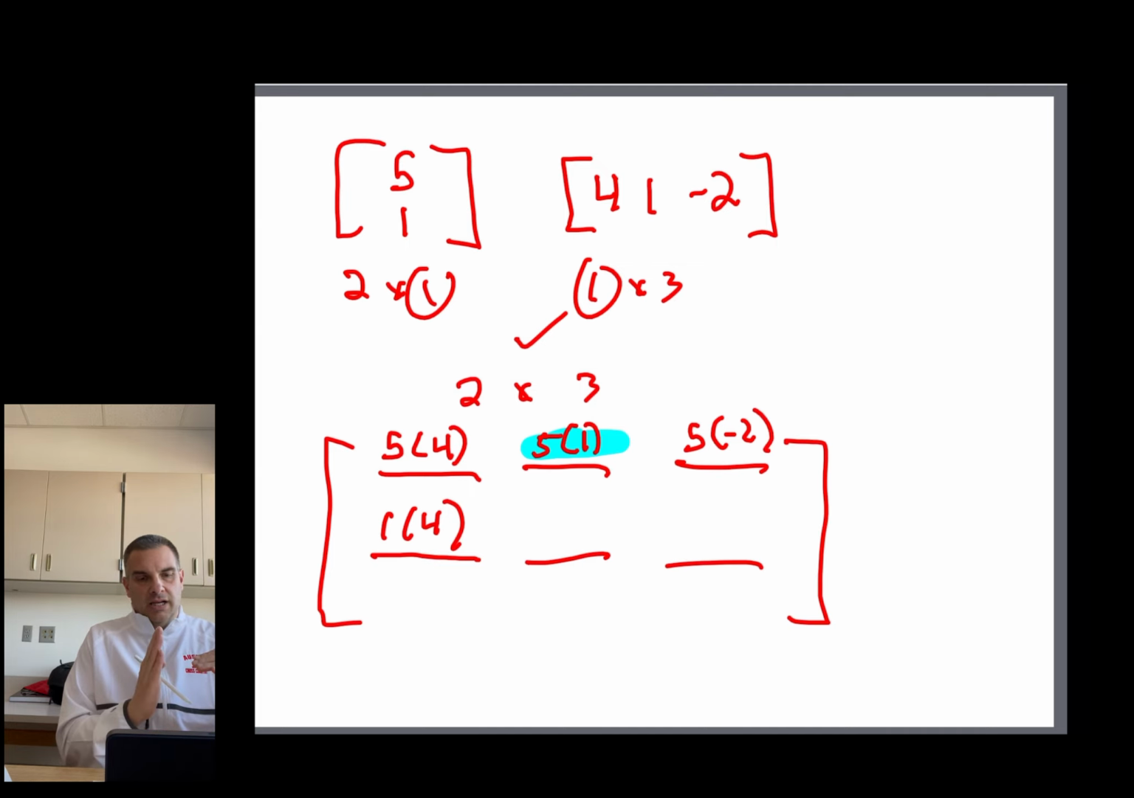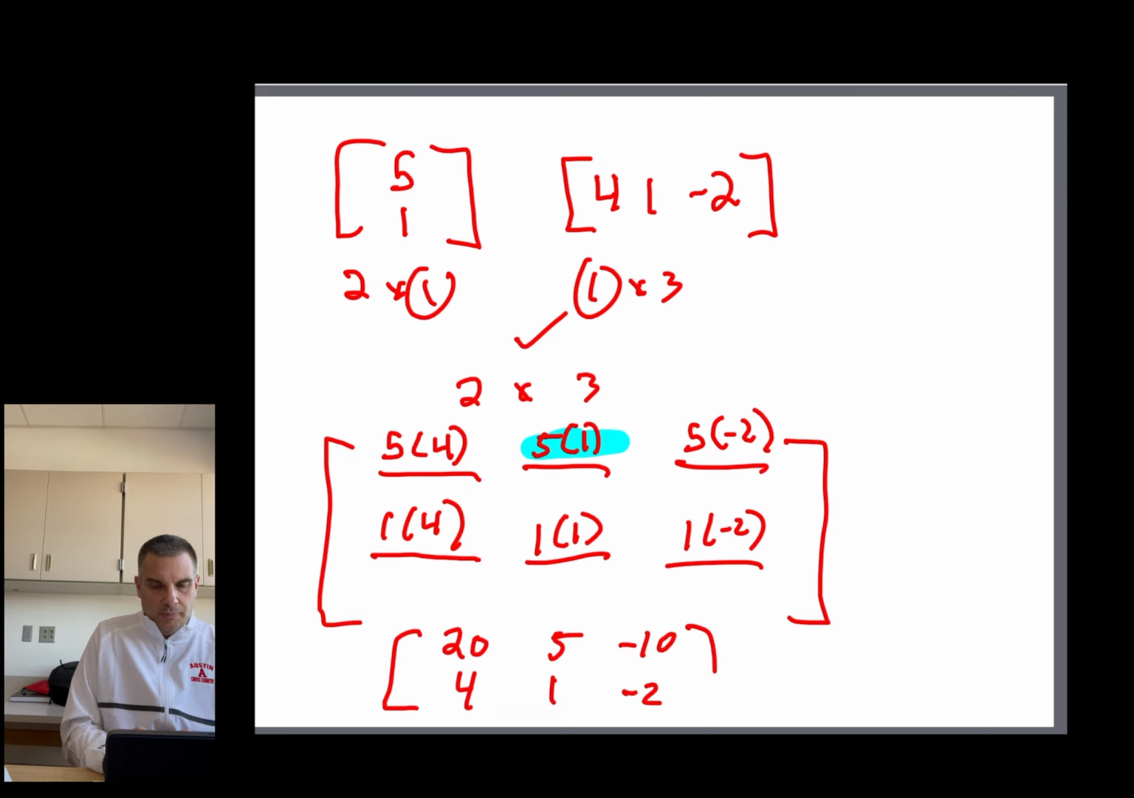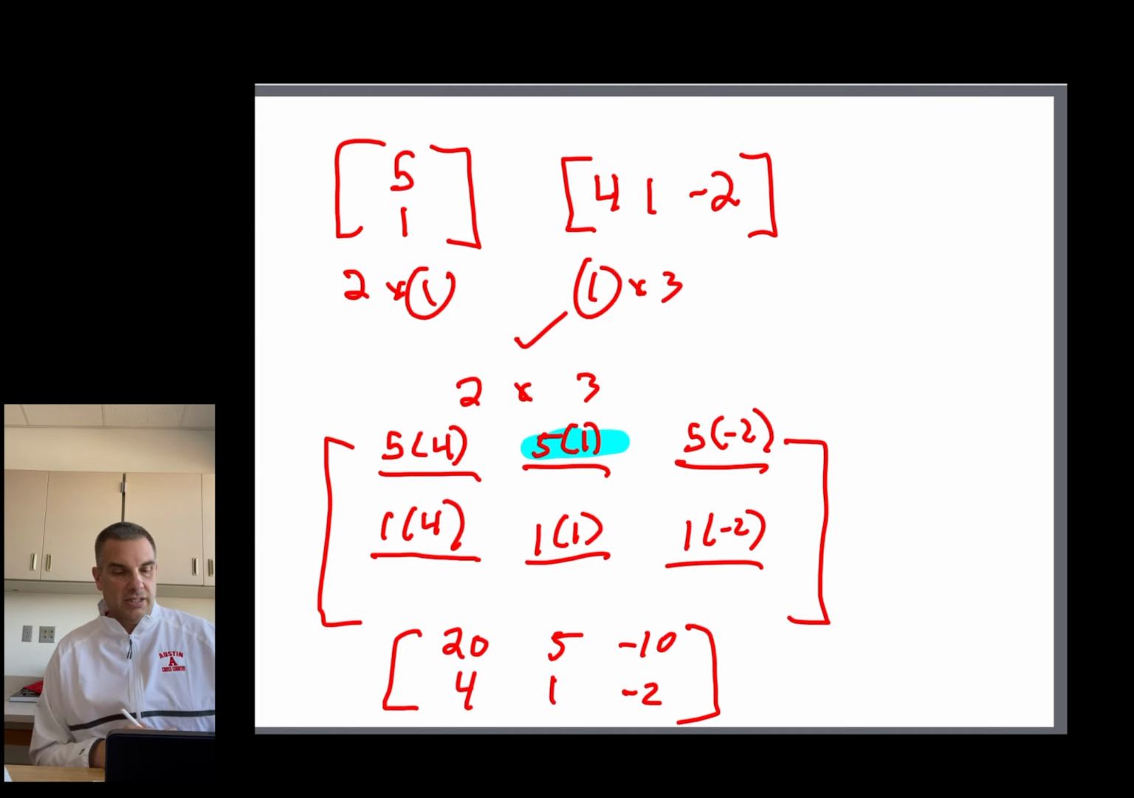Second row, second column, 1 times 1. Second row, third column, 1 times negative 2. So then our resulting 2 by 3 matrix here is 20, 4, 5, 1, negative 10, negative 2. That's the result of multiplying those two matrices together.